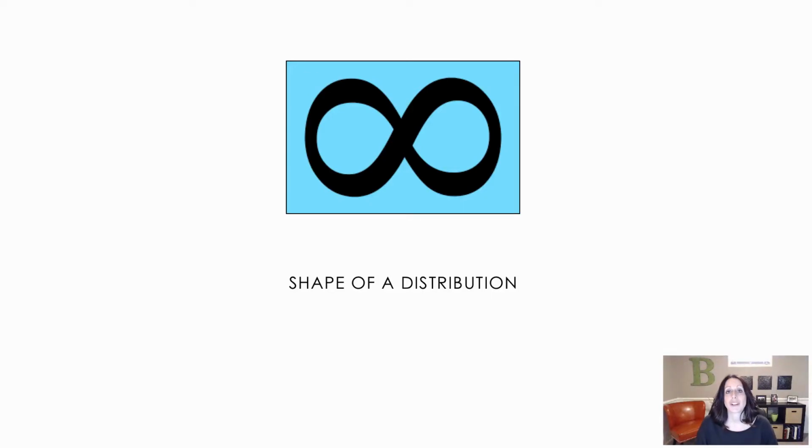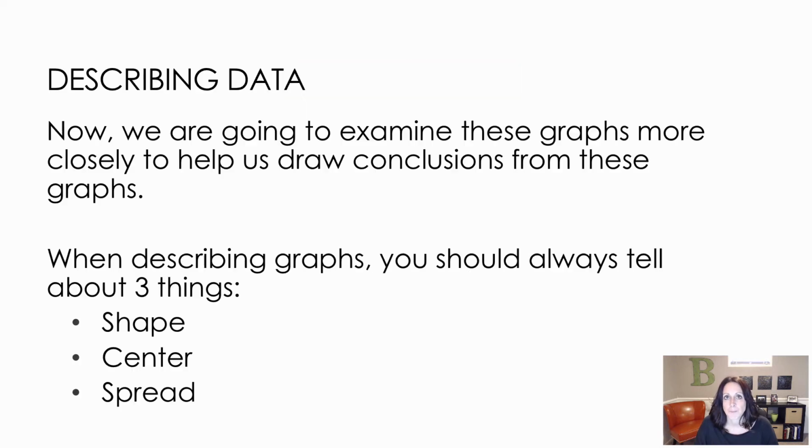Throughout this course, we'll be looking at a lot of distributions, and so one of the things that we need to make sure that we pay attention to is the shape of a distribution. So when we're describing data, there are three main parts that we describe: the shape, center, and spread. And in this video, we'll talk specifically about the shape.